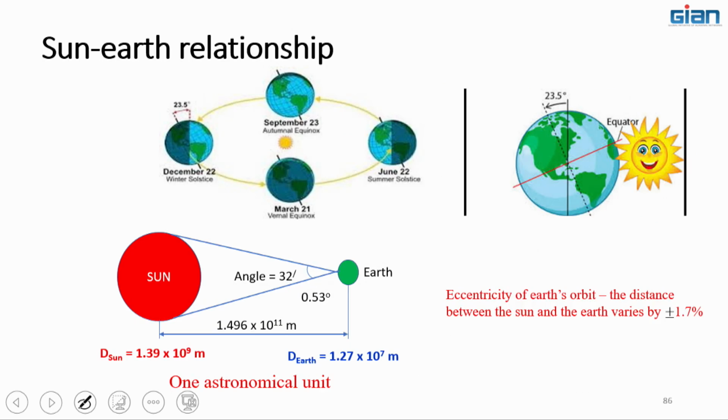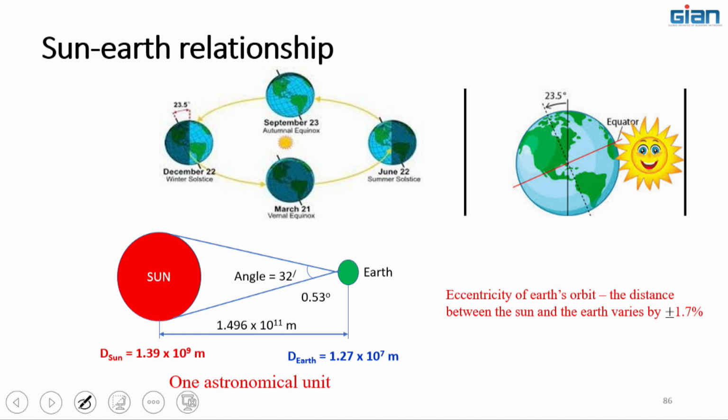Okay, this angle is 0.32, and if you convert to degree, it will be 0.53 degree. Okay, and this is one astronomical unit, the distance between sun and earth. Okay, and you know winter solstice and summer solstice. Okay, what is the day? June 22 and then December 22.